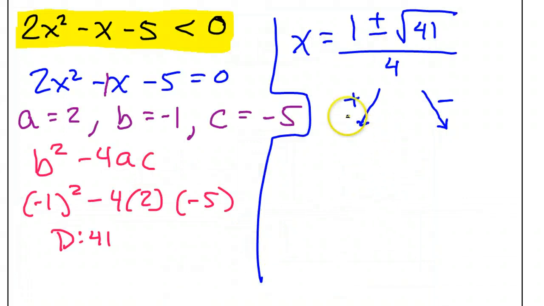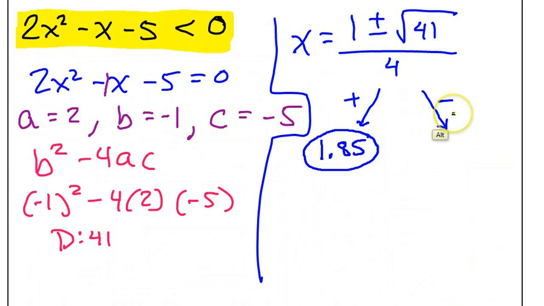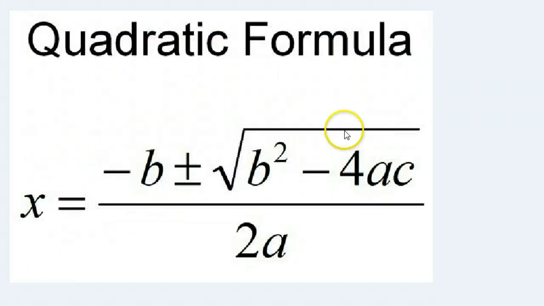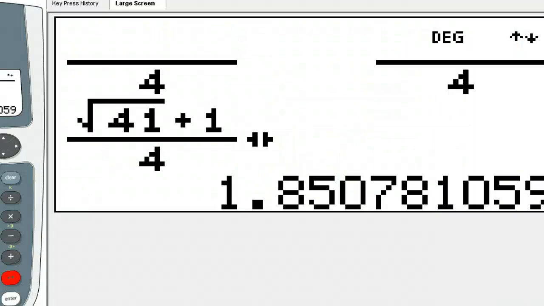Using the positive version, I have 1.85. So that's one of my zeros. Now let's do it again using the negative version.